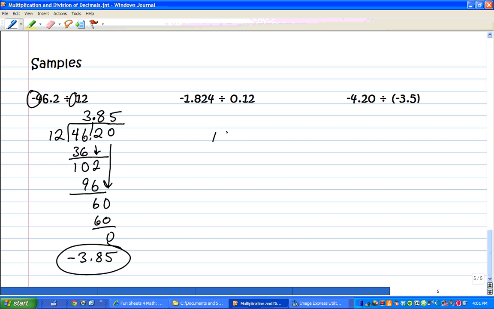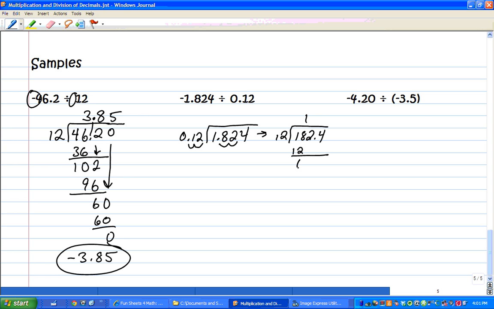So 1.824 on the inside. I didn't put the sign in there though. And on the outside, I have 0.12. The number on the outside, the divisor, I've got to make a whole number, so I have to move this over 2 places. If I move that over 2 places, I move this over 2 places. And then what I have is 182.4 divided by 12.